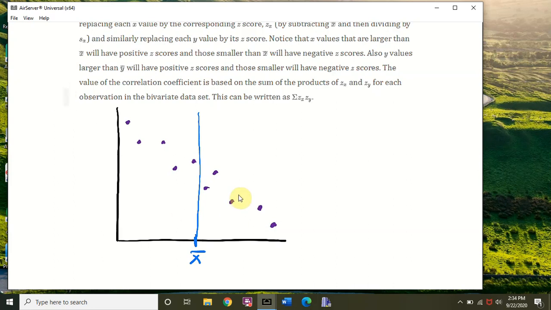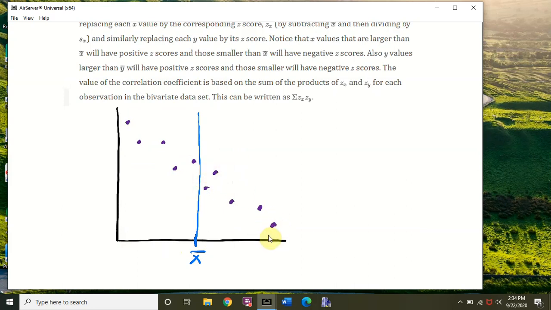Any dots to the left of x bar are x values that are lower than x bar. So these are all going to have negative z-scores. All these to the right of x bar are individual data points that are bigger than average x. These will have positive z-scores for x.